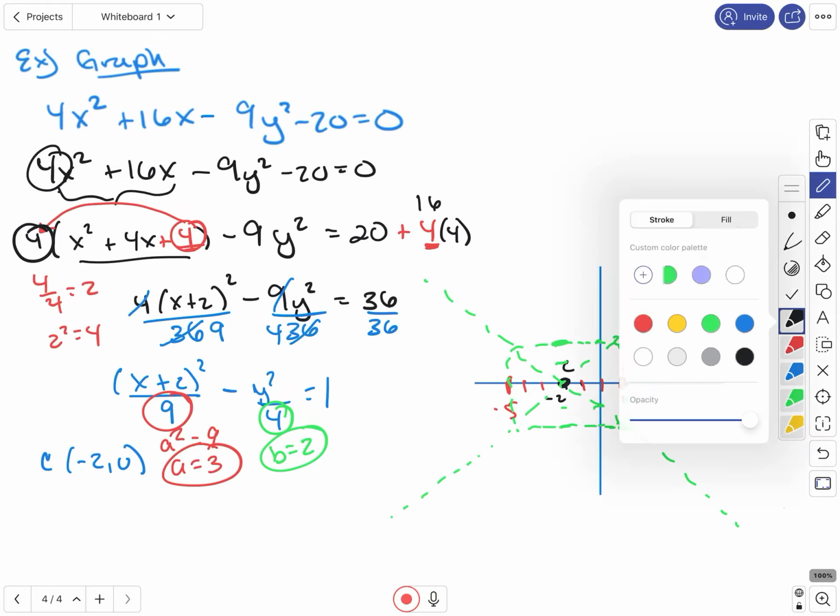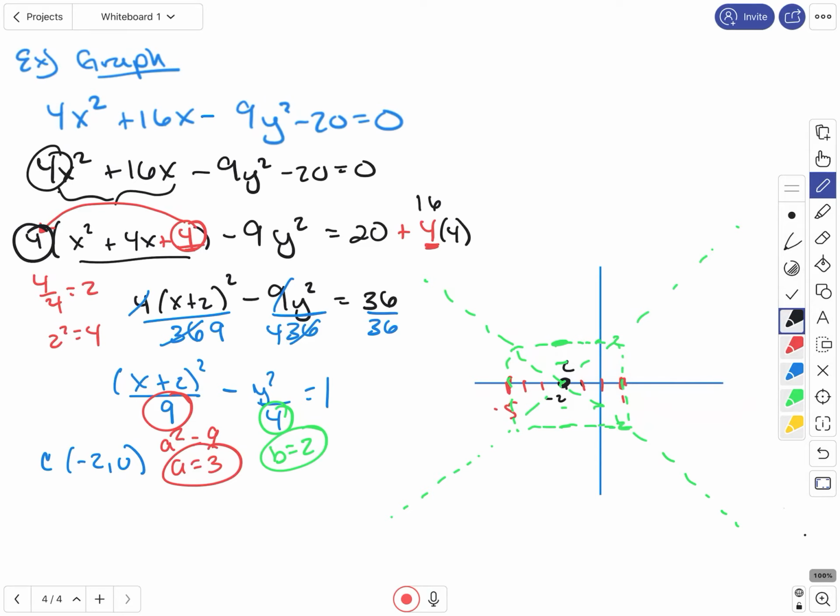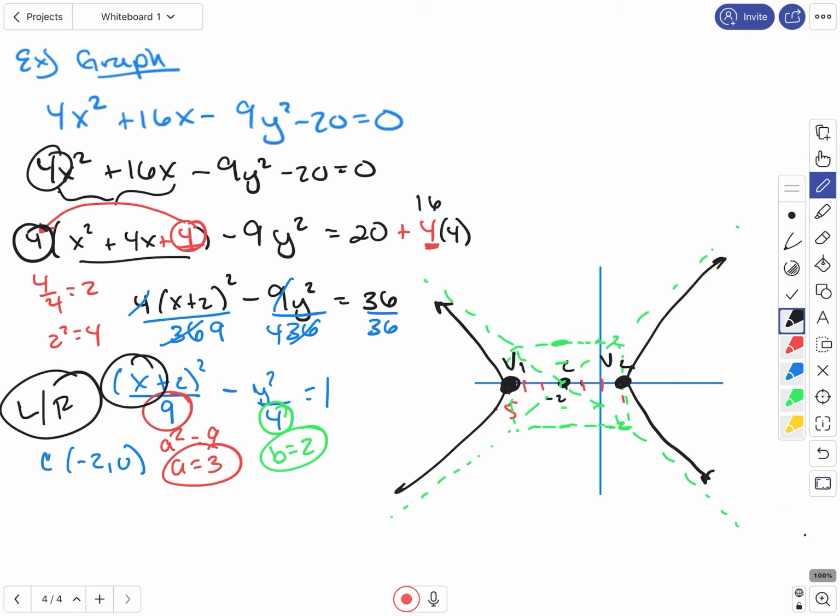Okay, almost done. So our x's are coming first, and they're positive. So this one opens left and right. So let's start at the leftmost edge and the rightmost edge, and that'll give us our 2 vertices. So I'll call it V1 and V2. And draw one side at the top, one side at the bottom. There's a pretty decent picture of our hyperbola. And it looks like those vertices are at the points -5, 0 for V1, and V2 is at 1, 0.